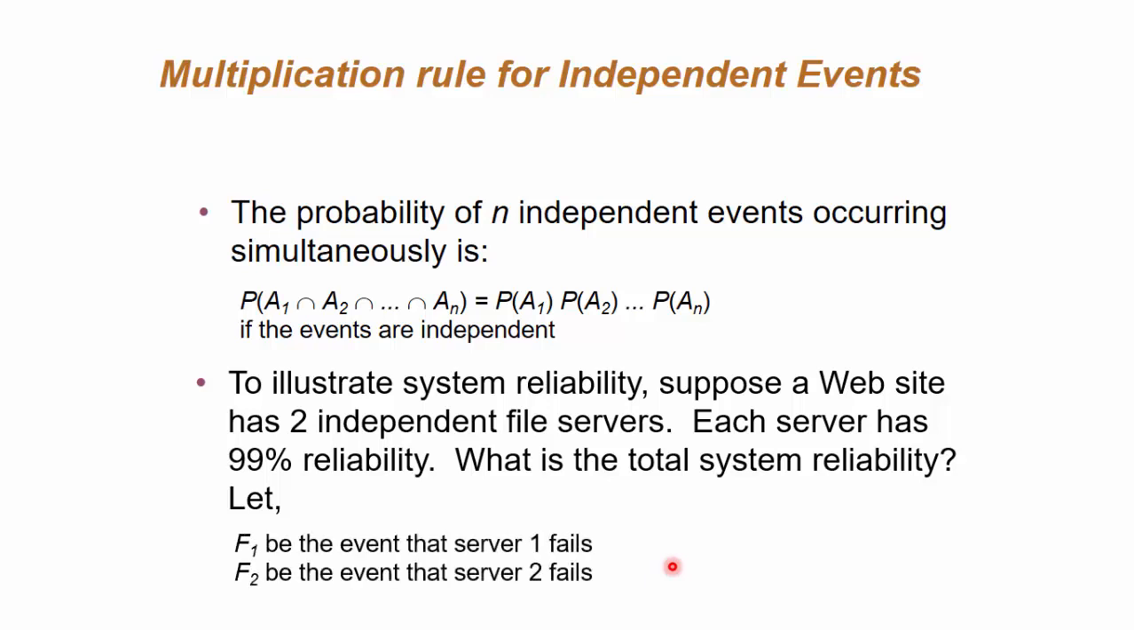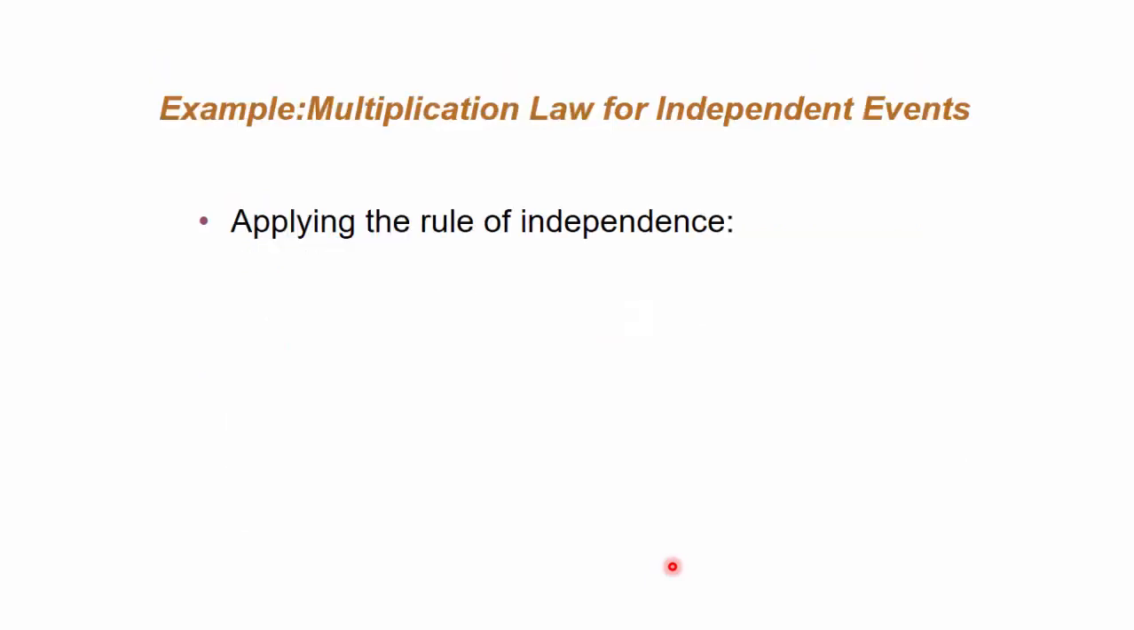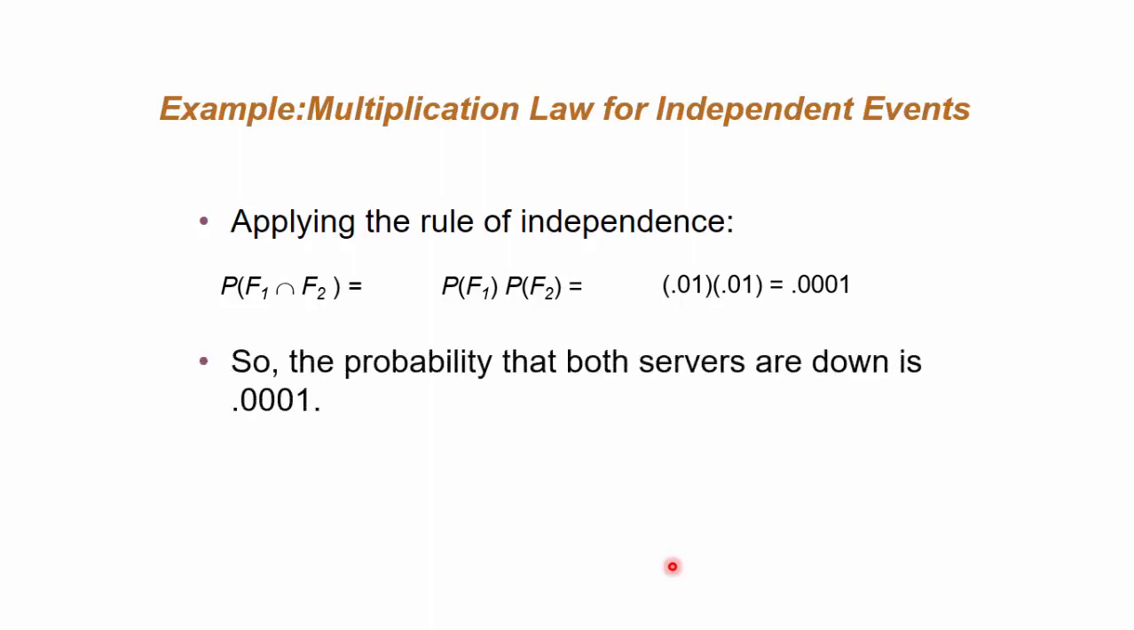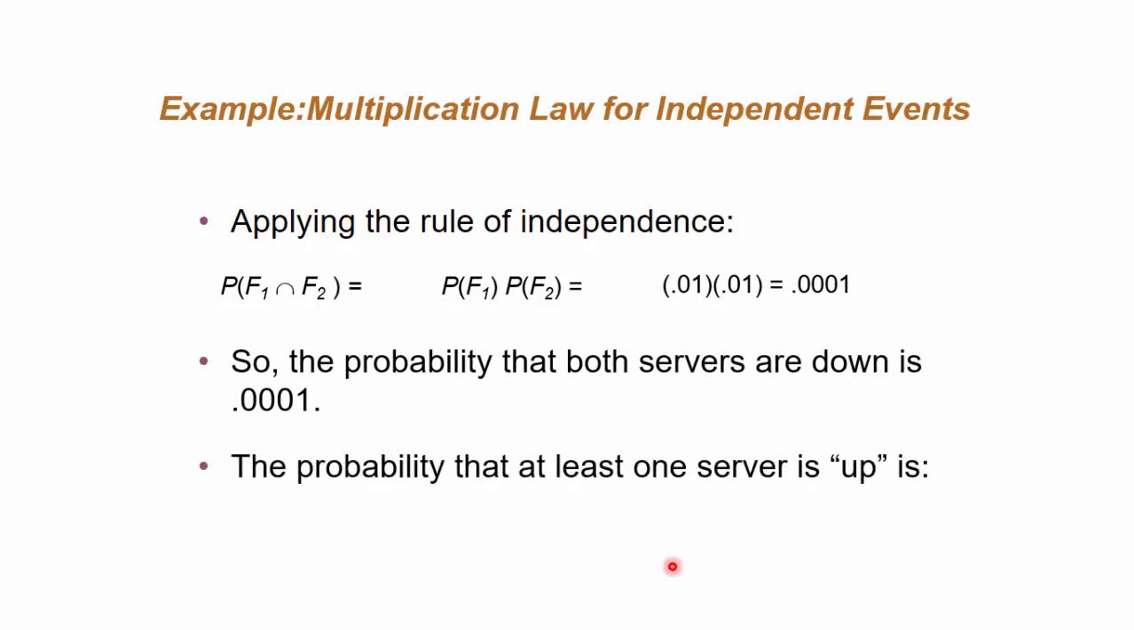Let F1 be the event that server 1 fails, and let F2 be the event that server 2 fails. So when you apply the rule of independence, it's P of F1 and F2, that's P of F1 times P of F2. The failure is given by 1 minus reliability. So my reliability was 99%, failure is 1%. 1% times 1% gives you the failure of both, 0.0001. Now we would like to know how reliable the system is. So the total reliability is 1 minus 0.0001, about 99.99% reliable.